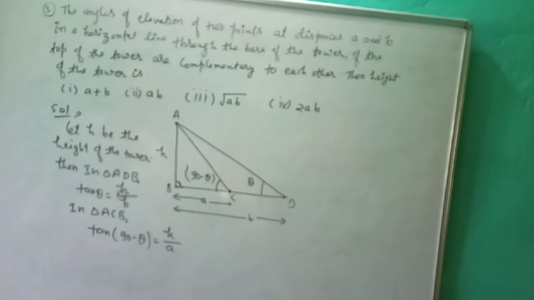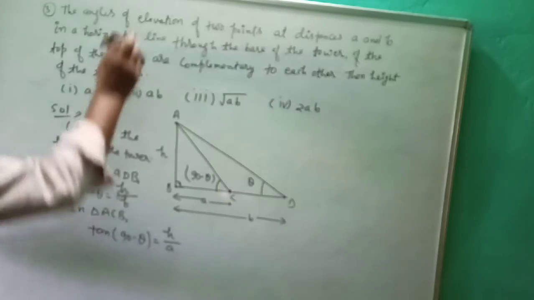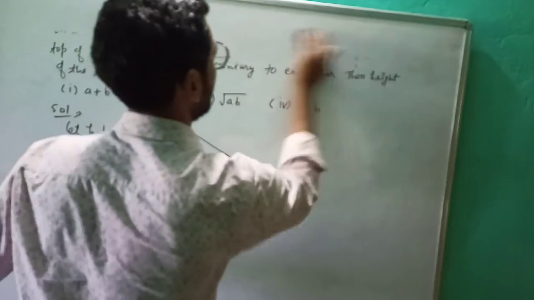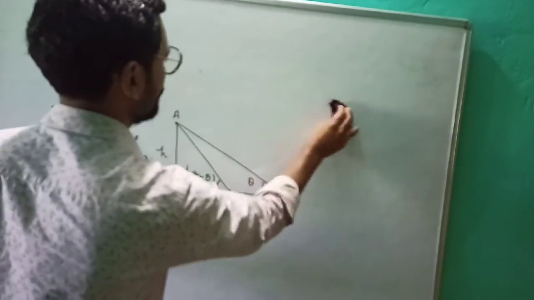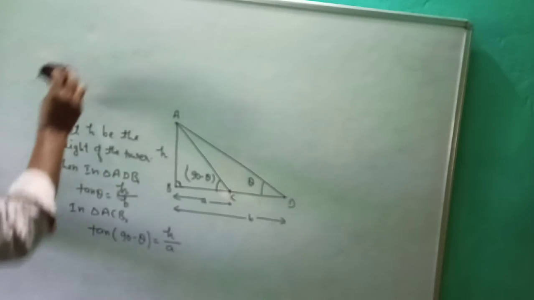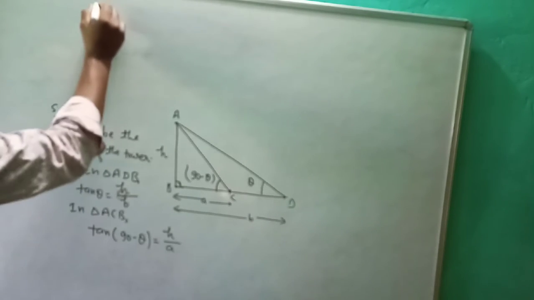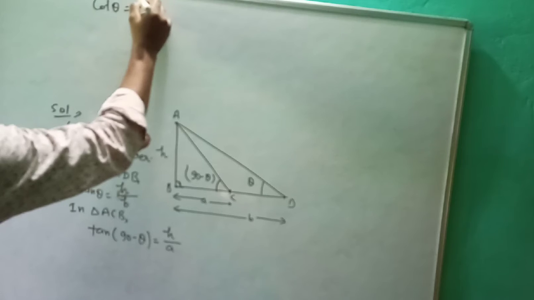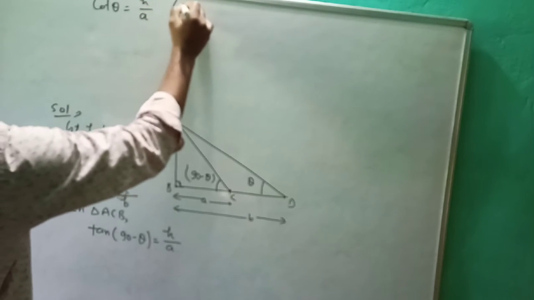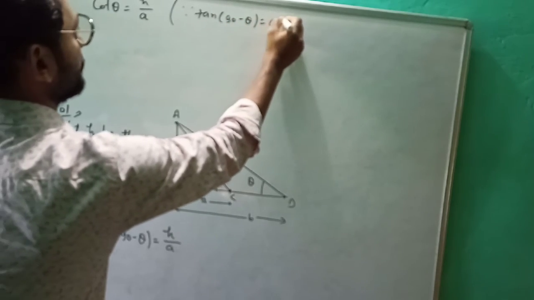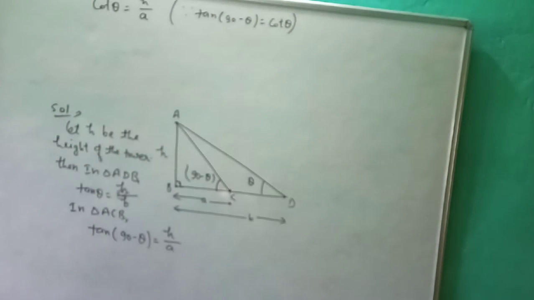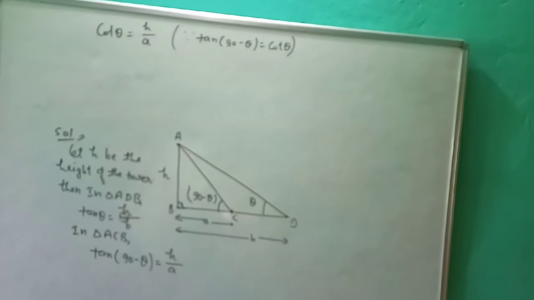But we know the relation that tan and cot ratios are complementary to each other. So we know tan 90 minus theta is actually cot theta. So this is cot theta equals h upon a. I am using this relation tan 90 minus theta is equal to cot theta. Why? Because for the same angle theta, tan ratio and cot ratio are reciprocal to each other.